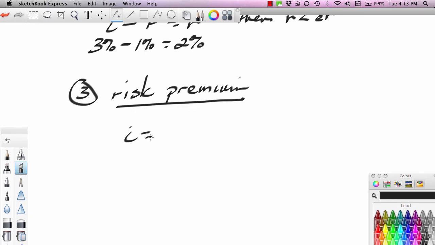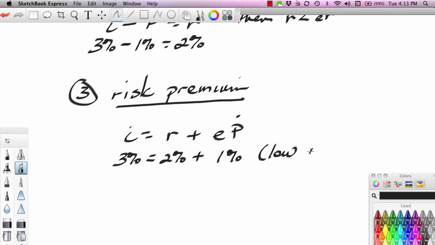So let me give you an example again. I equals R plus expected P dot. Let's say that the first person, the person who gets to borrow at 3%, remember what that was built upon, a real rate of 2% and an expected inflation rate of 1%. And maybe this is the interest rate that goes to a low risk borrower.